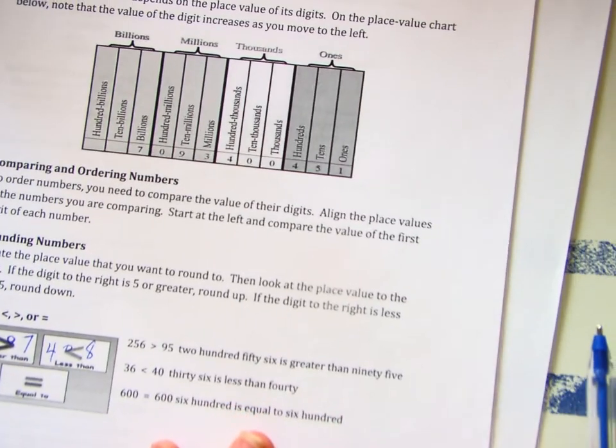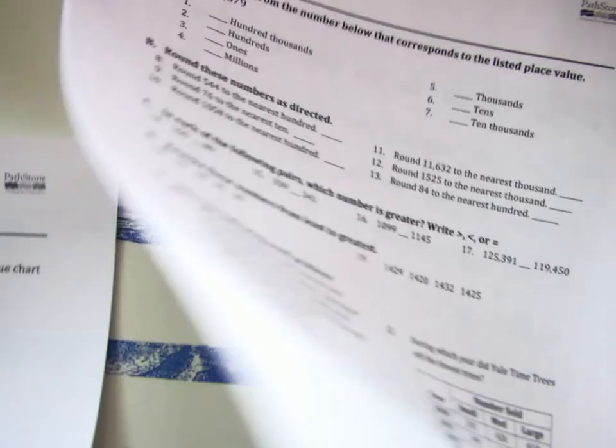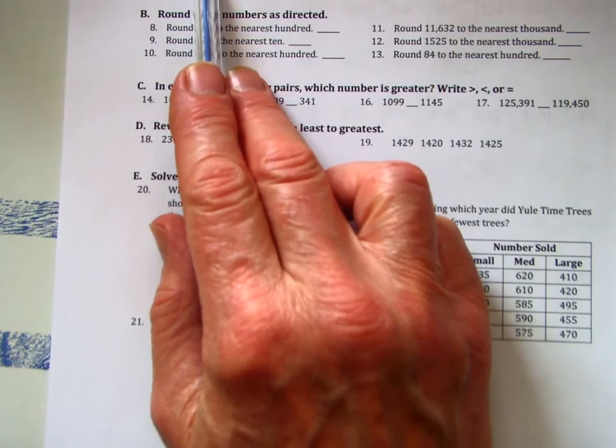When you want to write the symbol, that's what you think of. Make it eat the bigger number. Okay, some practice. Look at this big number. How would you say it, by the way?